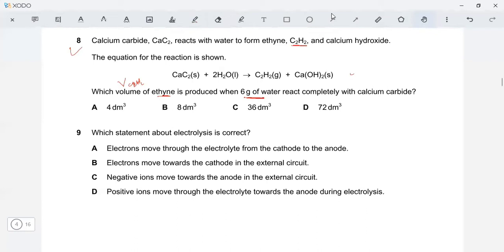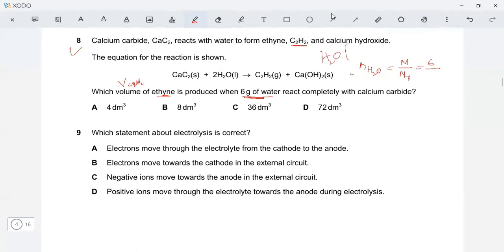First, let us find the number of moles of water, because we have been given this information. Is anything given here about ethane? Nothing is there. So first, let us find the number of moles of water. Because the mass is there, we can find the number of moles. The formula for number of moles is mass given divided by MR. The mass given is 6 divided by the MR of water.